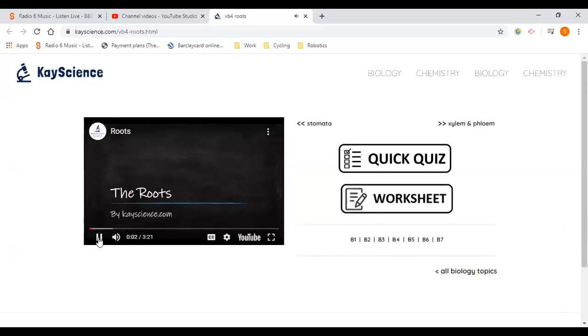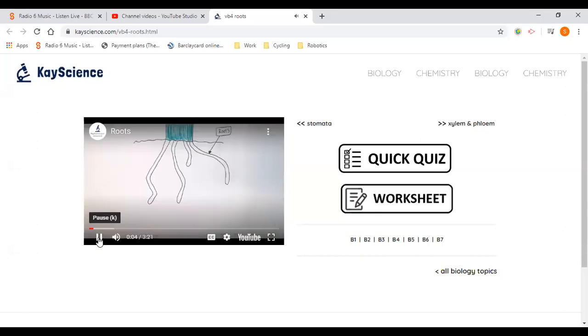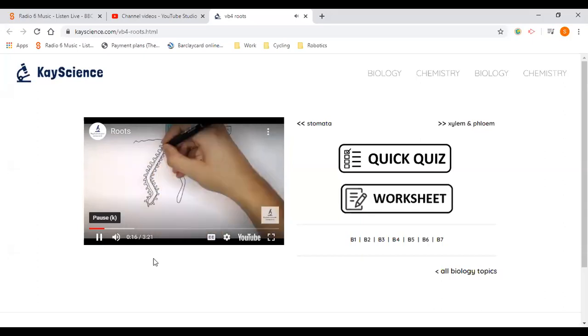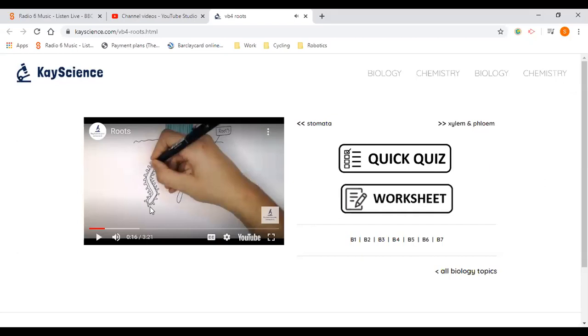The roots of plants are highly adaptive. On the surface of the roots, you've got cells called root hair cells. That's what I'm drawing now, root hair cells. Root hair cells increase the surface area. Okay, so I'll just show you the root. He's now drawing on the root hair cells. And he'll go into more detail there in 3 minutes.